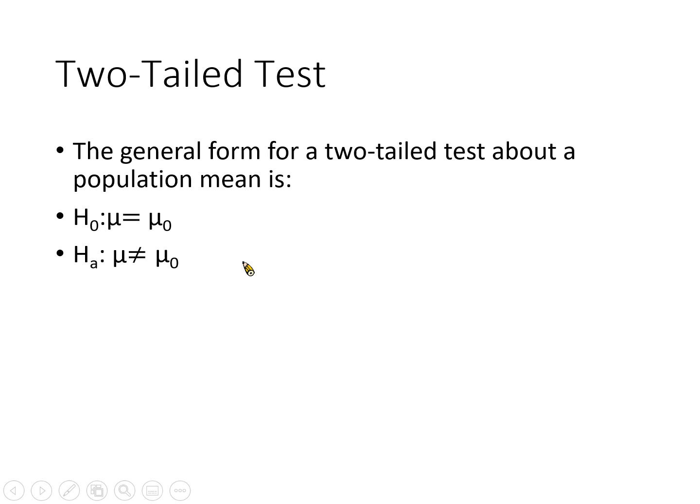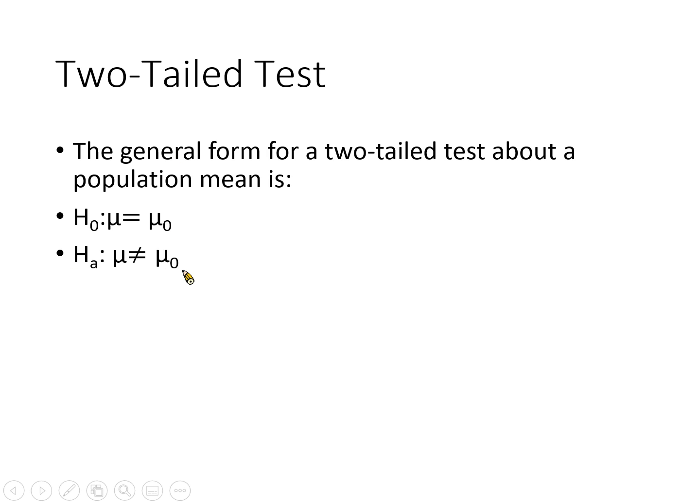Now we will introduce the two-tailed test when the population mean is known, especially when the standard deviation of the population is known. The general form for a two-tailed test about a population mean: we can express the null hypothesis and alternative hypothesis just like this.